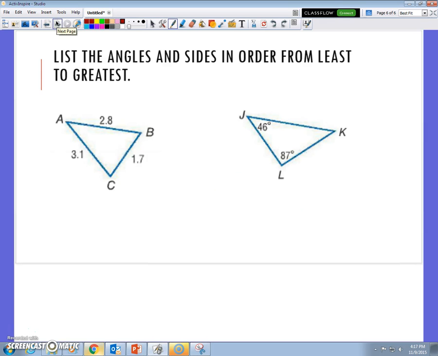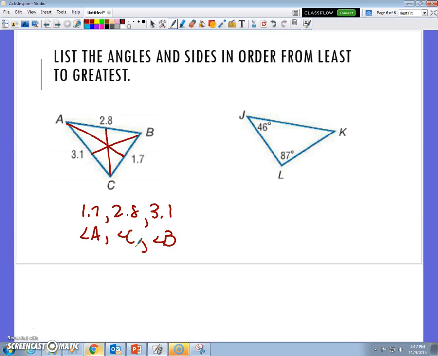So if I wanted to put these in order from least to greatest, the angles and the sides, I would say first let's start with what we know. The sides themselves from least to greatest would go 1.7, 2.8, 3.1. The smallest angle is opposite the smallest side, so angle A is the smallest angle. This is the second smallest side, so angle C would be the second smallest angle. And 3.1 is the largest side, so angle B is the largest angle.